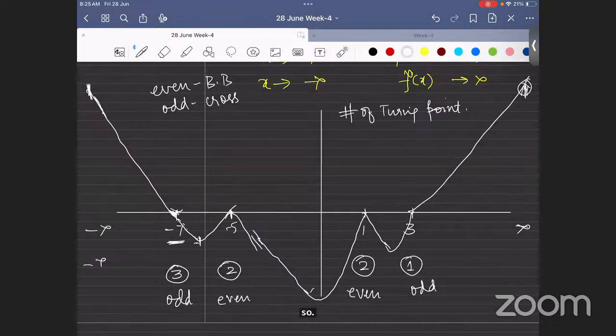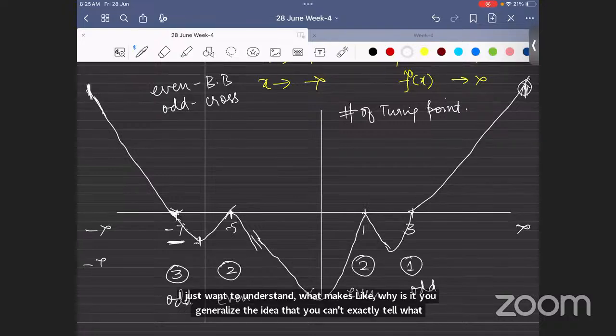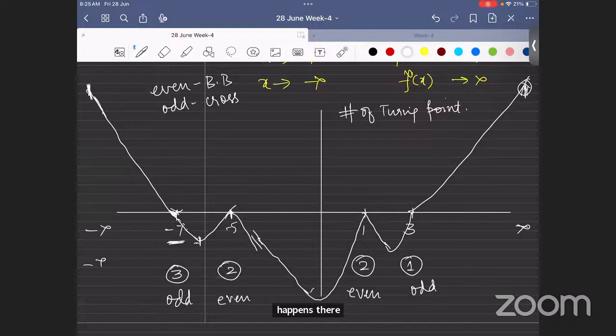I just want to understand why you generalized the idea that you can't exactly tell what happens there. No, you can tell, but I'm saying that they'll not be asking. The exam will not be asking because that has not been taught. You can get the value, but what they can ask is how the function is behaving in its domain. The increasing and decreasing, that's it.